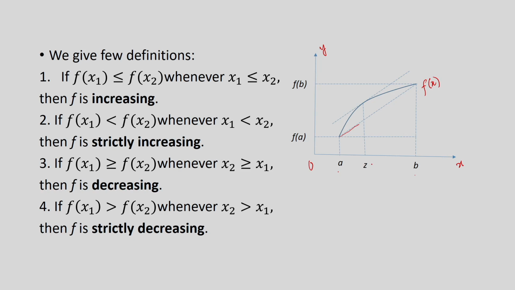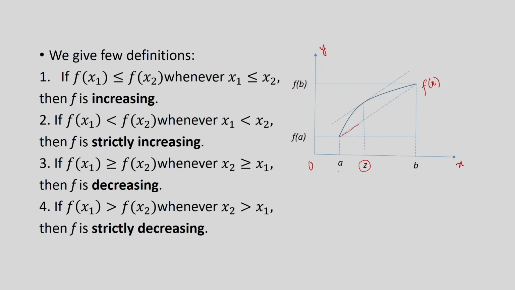Now, we can find at least one z in that interval such that the derivative of the function at z is equal to the slope of that chord, that is the chord connecting a and b, or f a and f b. Okay. We give a few definitions now.